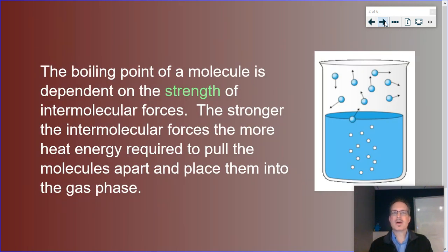The boiling point of a molecule is dependent on really one thing: strength of intermolecular forces. The stronger the intermolecular forces, the more heat, the more energy it's going to require to pull those molecules away from each other to get them breaking from the liquid phase into the gas phase. Remember, we have to break that connection in between the molecules, the intermolecular forces.